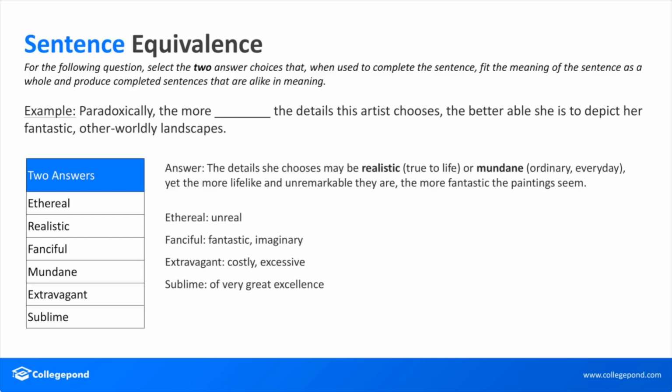Now, let me put a googly to you. Suppose the word paradoxically was not there, then what would have been your answers? Can anyone tell me what the answers would be if the word paradoxically was not there? I need 2 answers. We are doing sentence equivalence, 2 answers which are synonyms, right? So extravagant is costly, not fitting in. Sublime is excellent, no.